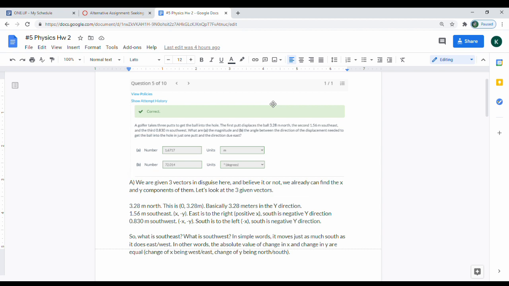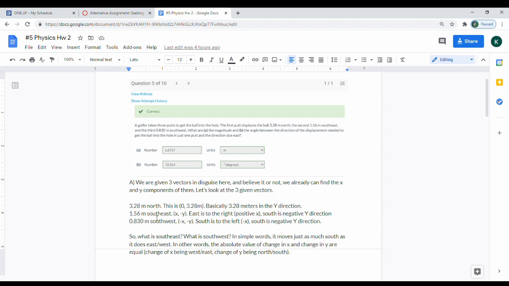So, first we're given 3 different strokes, or putts. And the thing is, they're all vectors. So the first putt is just a vector of x is 0, and y is 3.28 meters, because it's 3.28 meters north. The other two are a little bit more complicated. We got 1.6 meters southeast and 0.8 meters southwest.